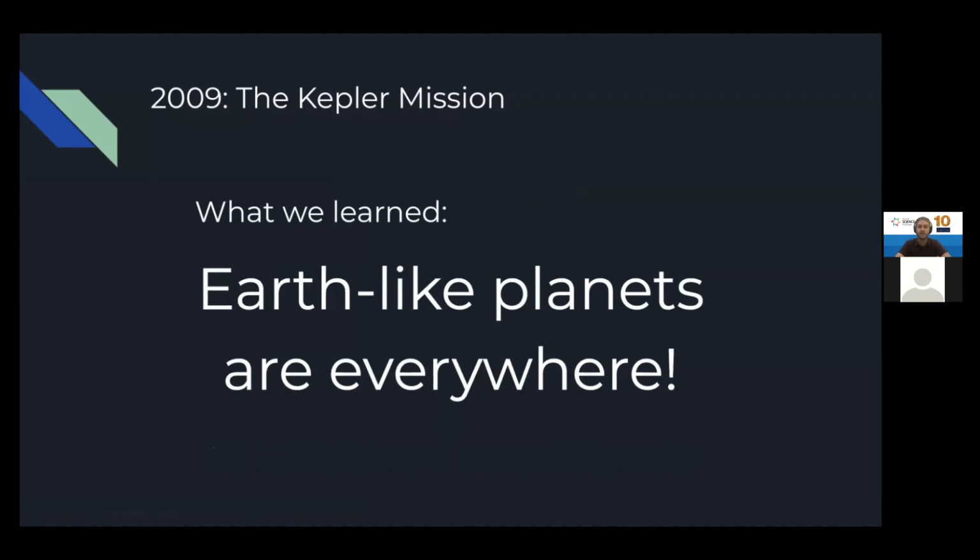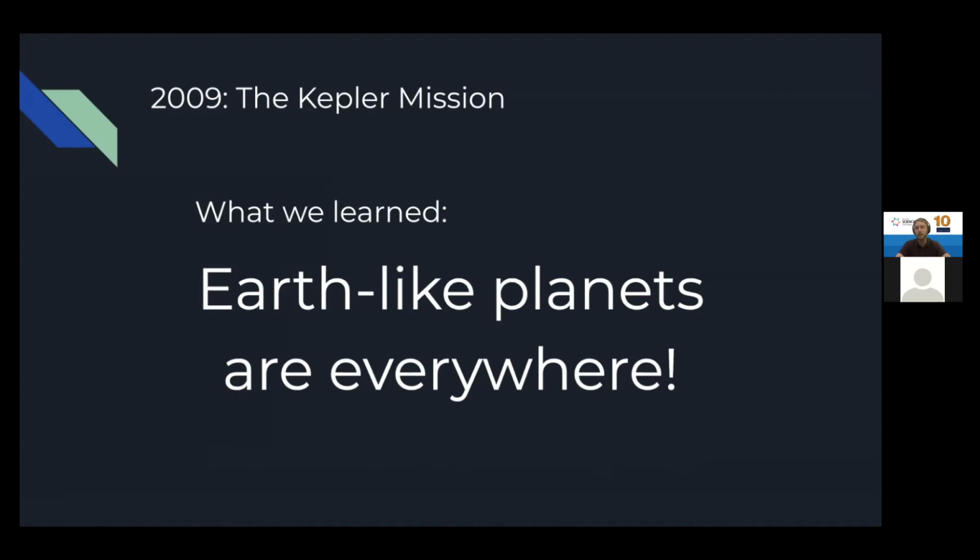And just as an example, the very nearest star to our sun, Proxima Centauri, has an Earth-like habitable planet orbiting it, Proxima Centauri b. So the nearest star to us has an Earth-like rocky habitable planet, and we think that many, many other stars do as well.